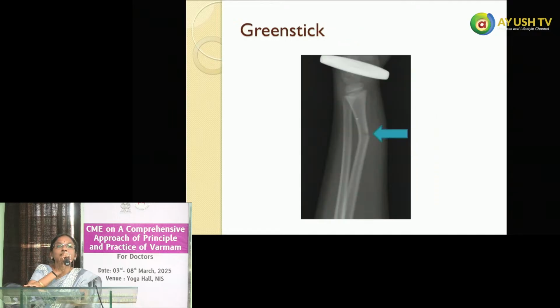This is the third type of incomplete fracture called green stick fracture. So in a green stick fracture, one cortical margin is broken, the other cortical margin is intact. This is again an X-ray of the forearm bones, a pediatric X-ray. Here also, where the blue arrow is pointing, that cortical margin is broken. There a thin black line is seen.